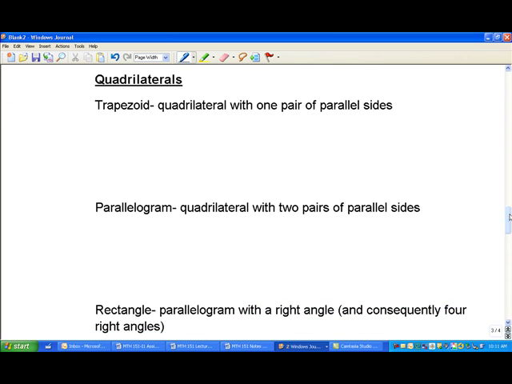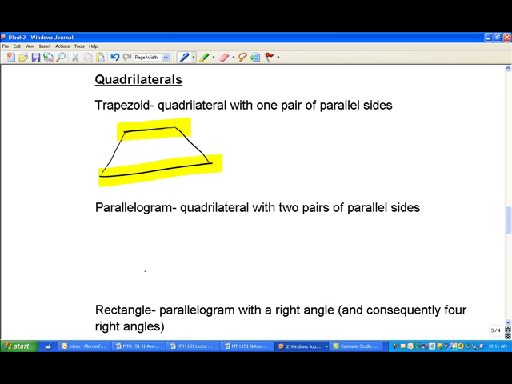All right, from triangles we move on to quadrilaterals. And quadrilaterals will have four sides. The first one we have is the trapezoid. The trapezoid has one pair of parallel sides. One pair of parallel sides. Whoops, and it's erasing it. So let me highlight them. Okay, the other pair is not parallel.